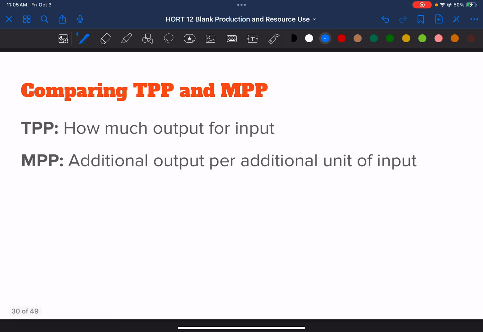So TPP, how much output you get for how much input you get, that's total, remember that. And then the MPP is additional output per additional unit of input.